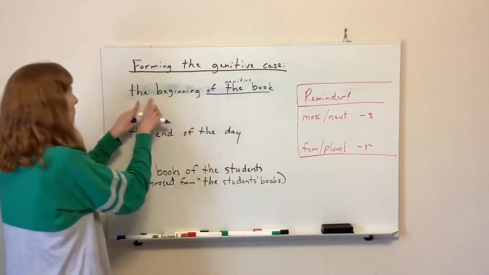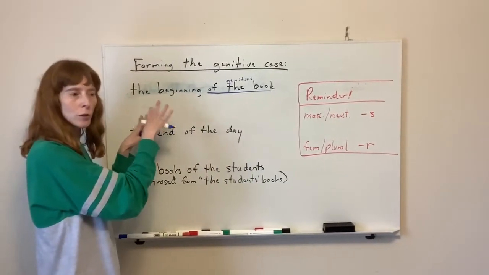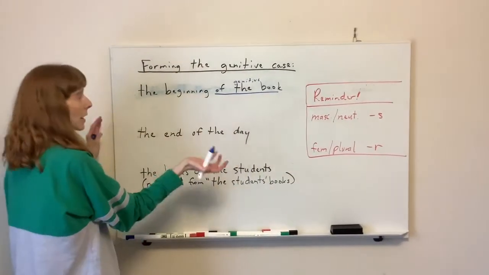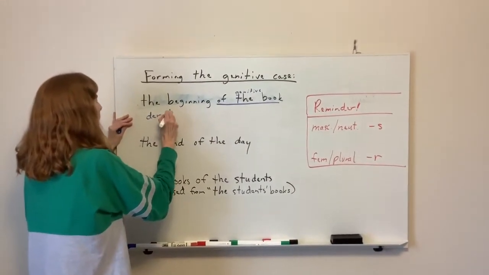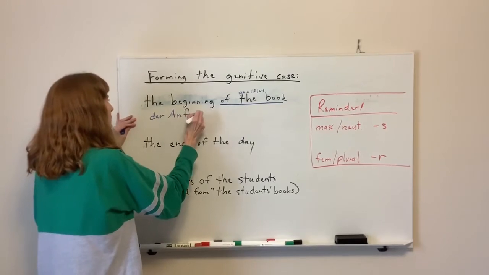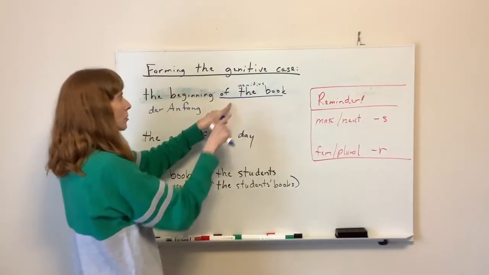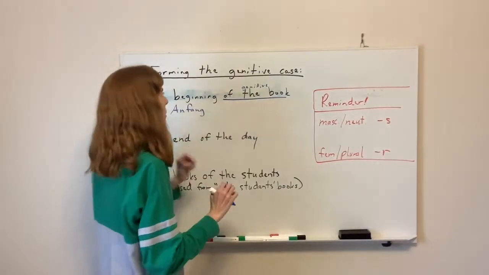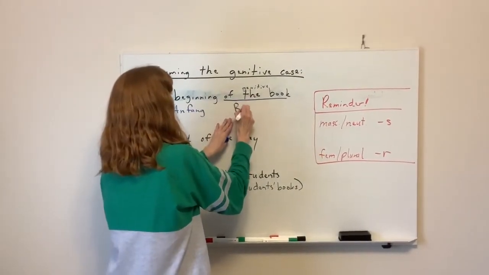So we will start by putting down the word "the beginning." And if you didn't know this word, you could always look it up in the dictionary at the back of your book. Der Anfang. Der Anfang is beginning. Now the part that's new to you is "of the book." So you already know the word book. So we're going to put down the word book, Buch.